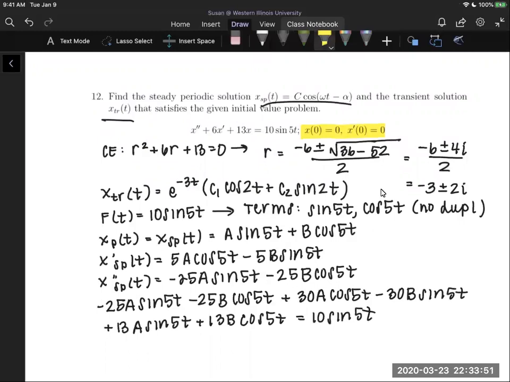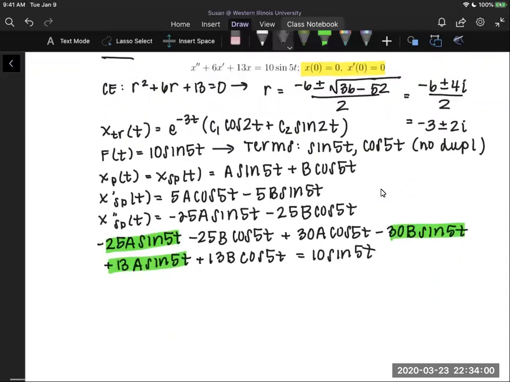So again, let me go ahead and just highlight all of my sine terms so that I can quickly group them together. -25 plus 13 is a -12a. Minus 30b sine 5t. And now I'll group the cosines. We have 30a and a -12b.